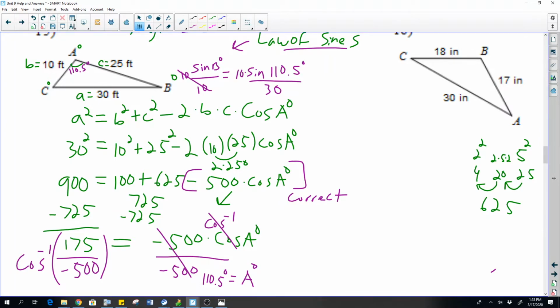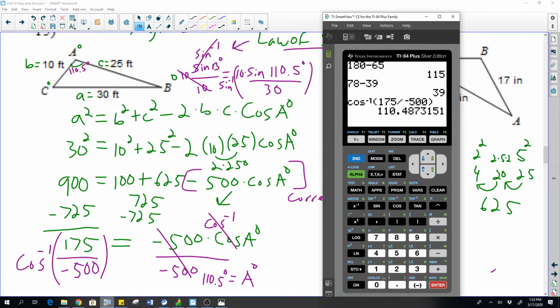Remember this part for the law of sines? And then we'll inverse sine. And if you do it to one side, you have to do it to the other side. So now we'll go to inverse sine, that whole thing, and that'll give us angle B. So we'll do inverse sine of 10 sine of 110.5 degrees.